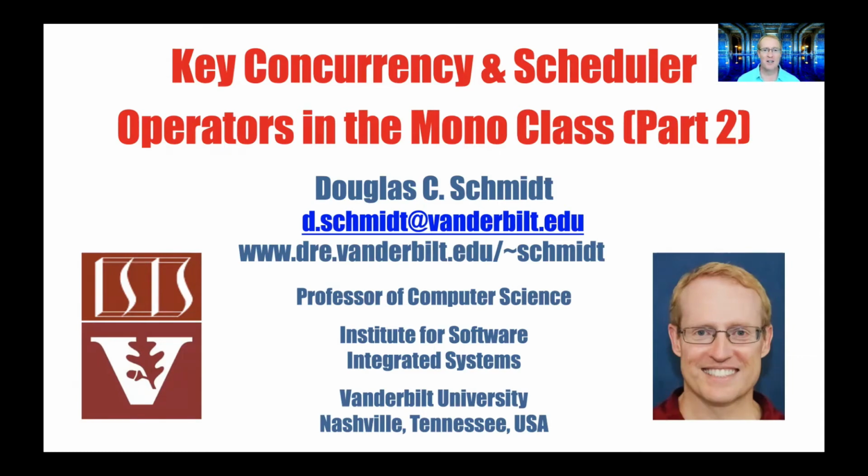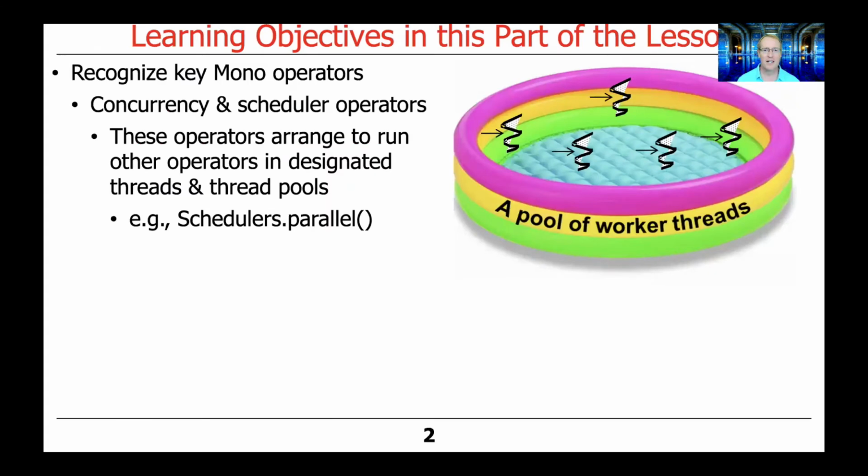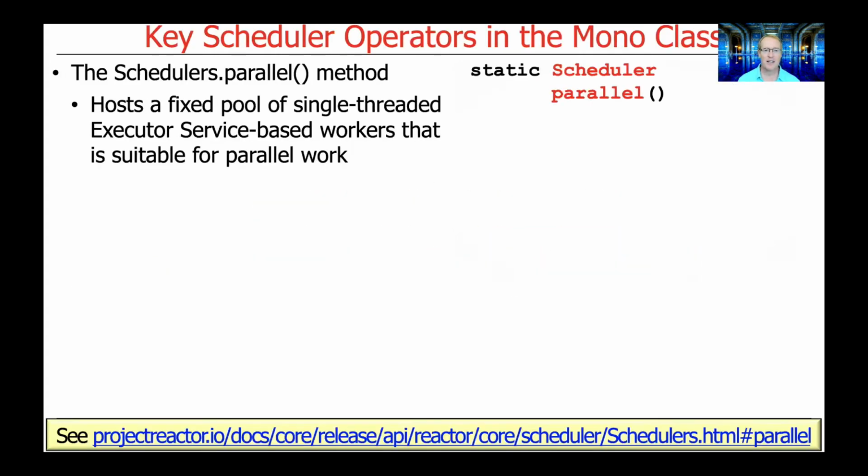Welcome to the next lesson in the course, which focuses on part 2 of our coverage of key concurrency and scheduler operators in the Project Reactor Mono class. In this particular case, we're going to talk about the Schedulers.parallel factory method. This particular method arranges to run other operators in the designated thread pool that's returned from the parallel factory method.